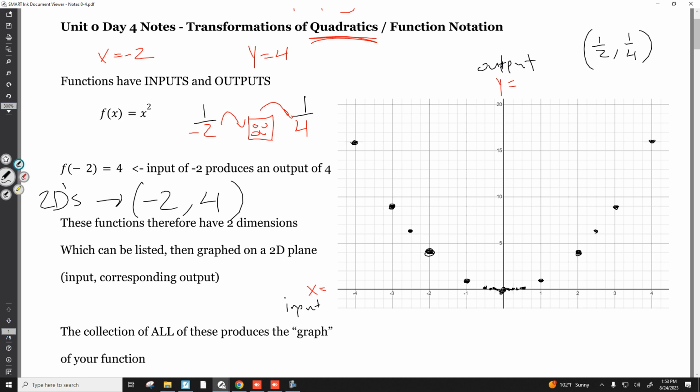Okay, good. Here we go. How about 3/2, 9/4, 2 1/4? So 1.5, 2 1/4, right there. That means -1.5, 2 1/4.